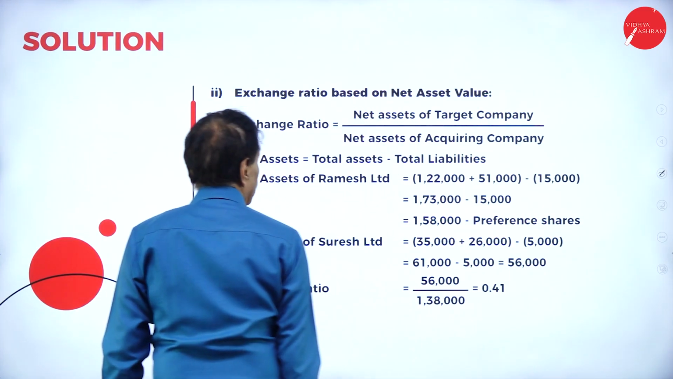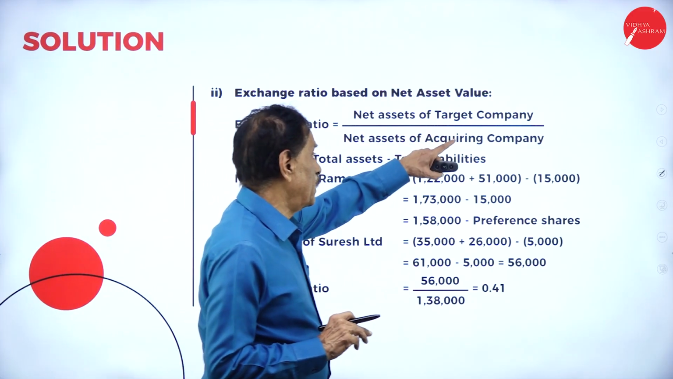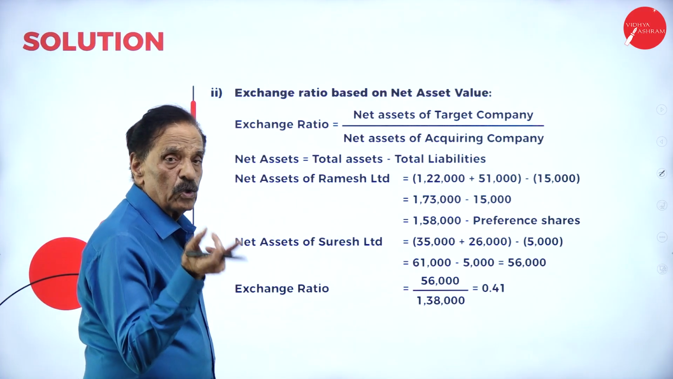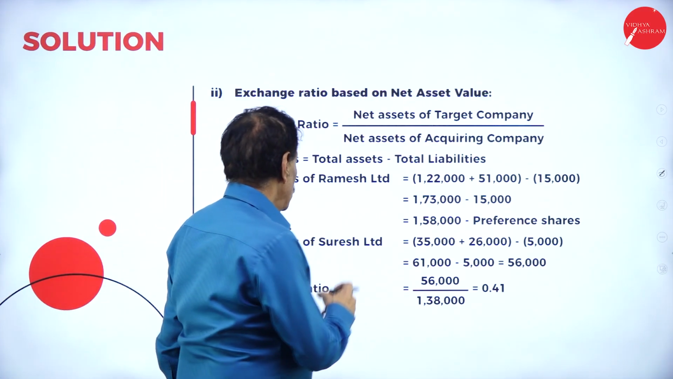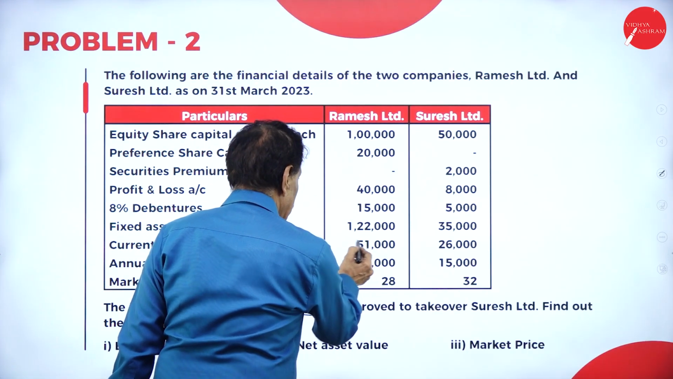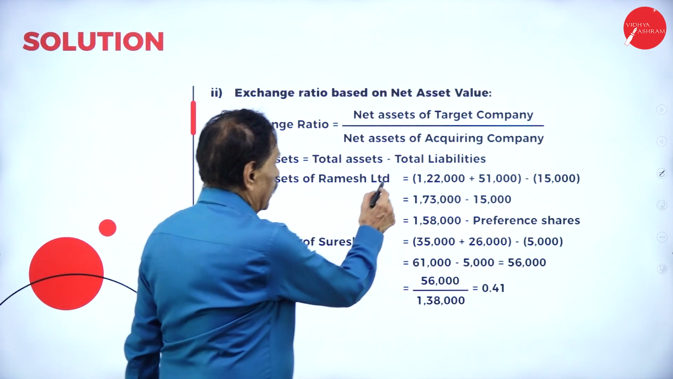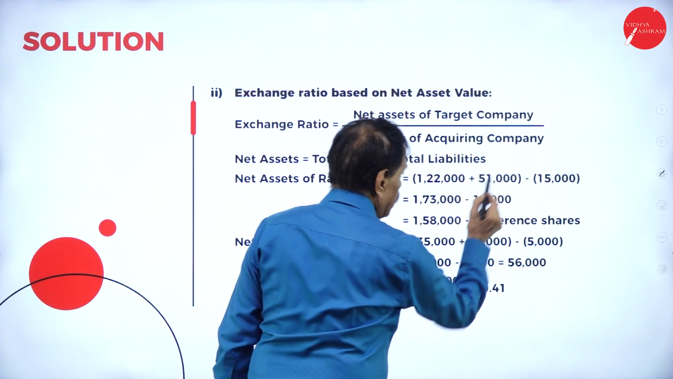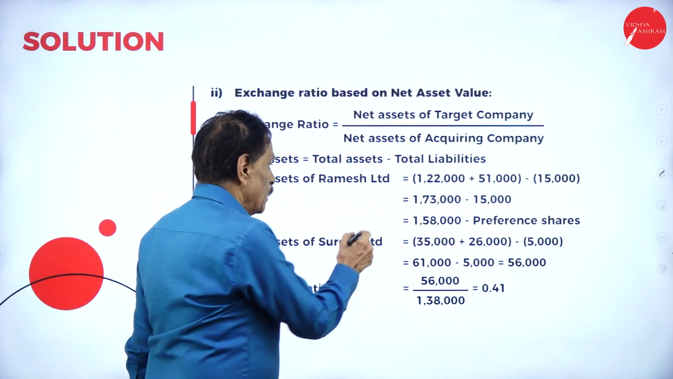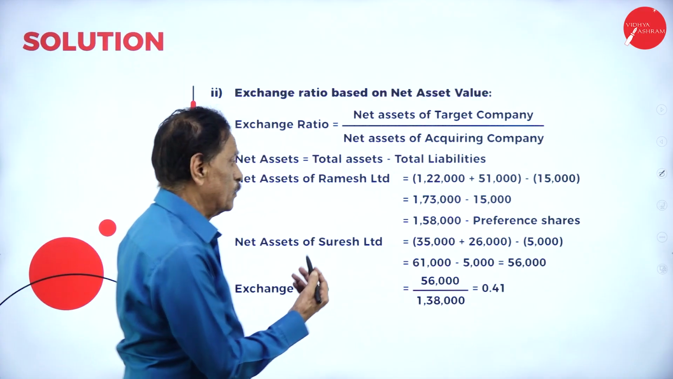Then the exchange ratio based on net asset value. Exchange ratio is net asset of target company divided by net asset of acquiring company. So what is net asset? Total asset minus total liability. So Ramesh Limited: 1 lakh 22,000, current asset is 51,000, then debenture is 15,000. 1 lakh 22,000 plus 51,000 minus 15,000 is 1 lakh 73,000 minus 15,000, 1 lakh 58,000, minus preference share 5,000. Then there is no preference share.